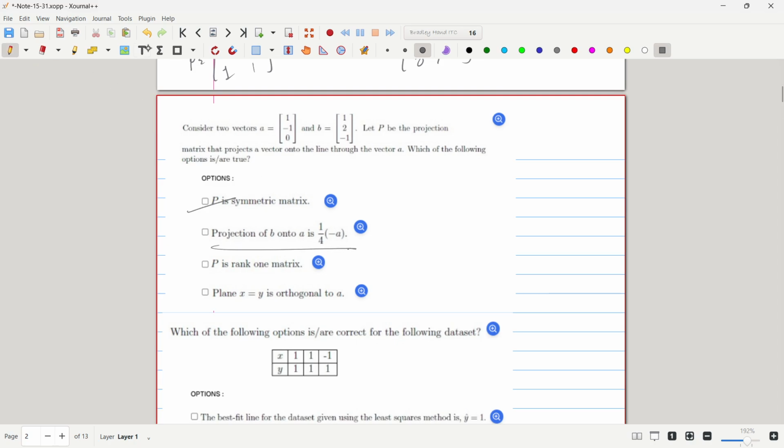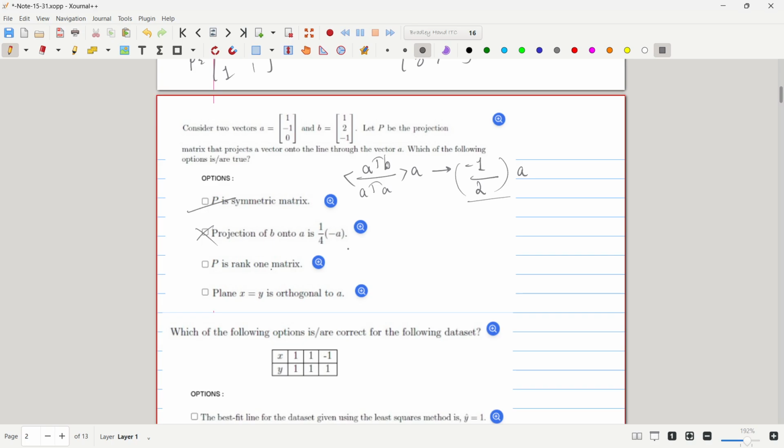Now projection of B onto A. Projection of B on A can be defined as A transpose B divided by A transpose A into A. What is A transpose B? A transpose B is minus 1. And what is A transpose A? A transpose A is 2. So projection of B on A is minus 1 by 2 A, not minus 1 by 4 into A. So this is also wrong.